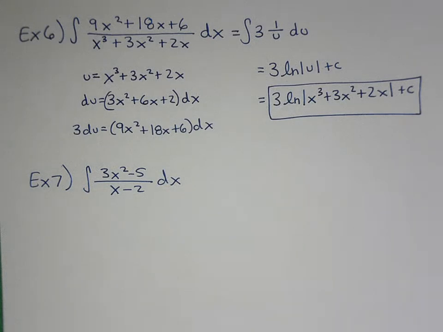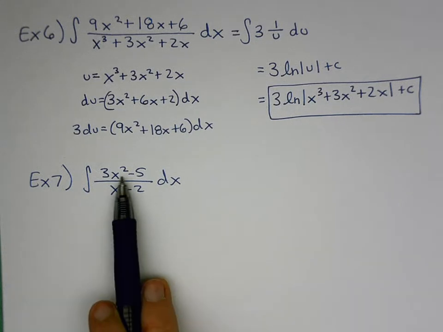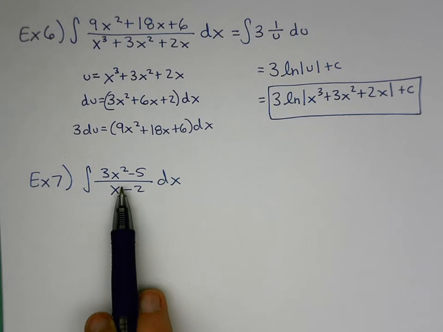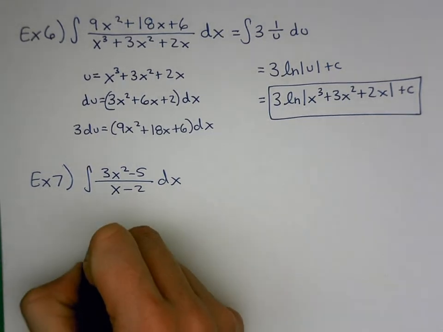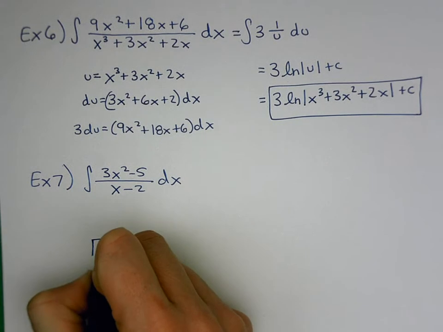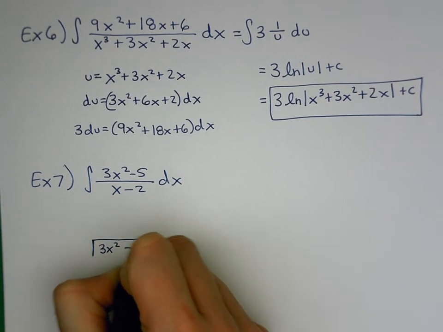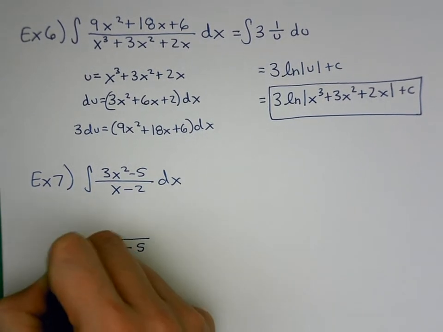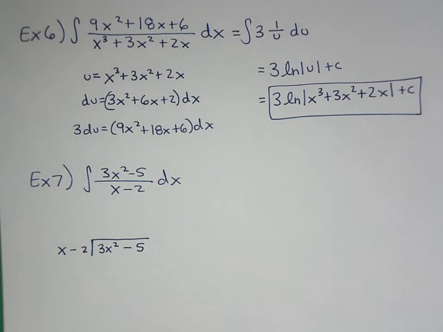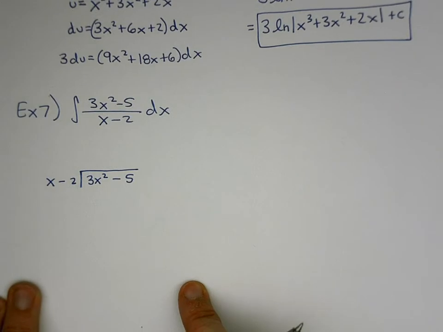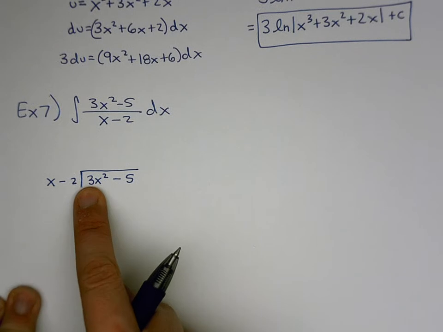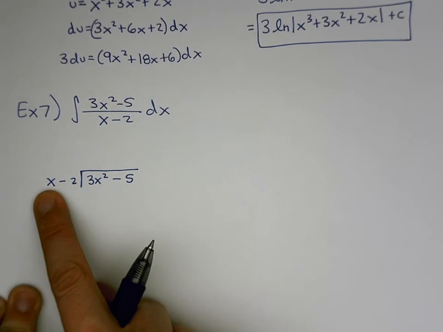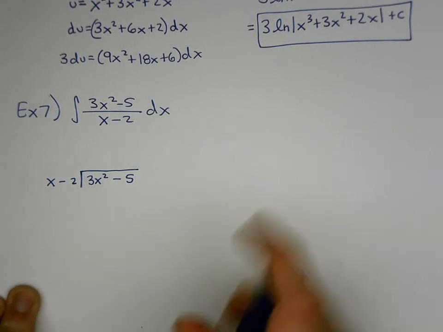Okay? In this case, my numerator's highest power is greater than or equal to my denominator's highest power. And so I could do long division here. Okay. So the question is, well, how many times does x go into 3x squared? Or another way to ask that question, x times what gives me 3x squared? That'd be 3x.